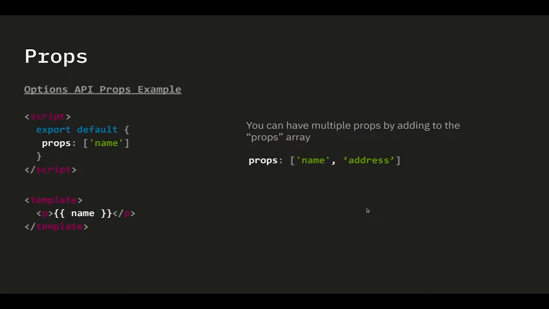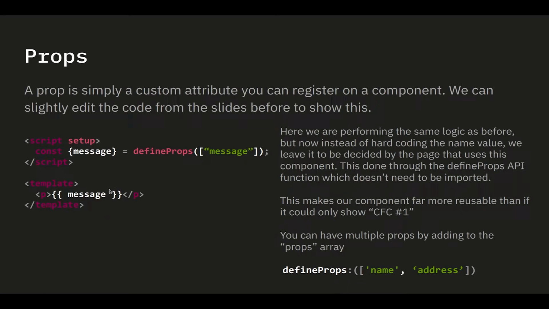And then this is the options API example. Over here I've got a key value pair again, props, and then an array with the prop name, and you can add multiple props as well. Then in the template, we're accessing that value. The way you do that in Vue is using double curly brackets. Same example here.